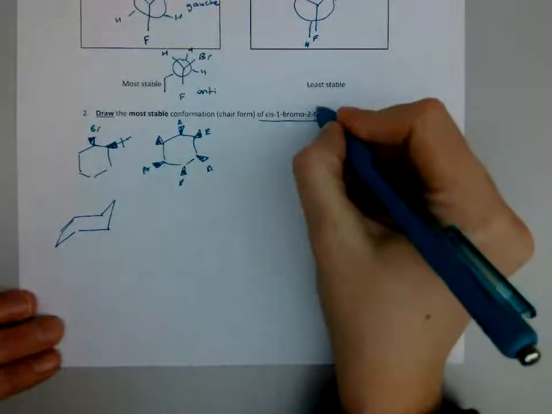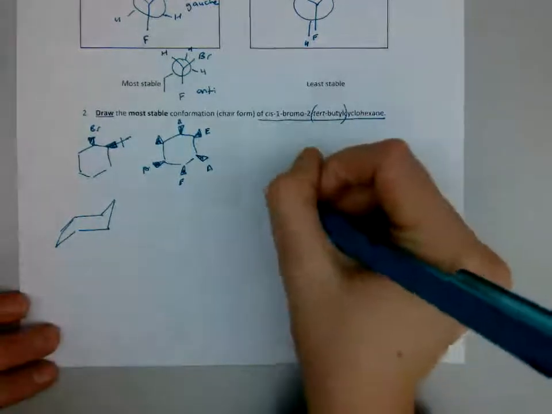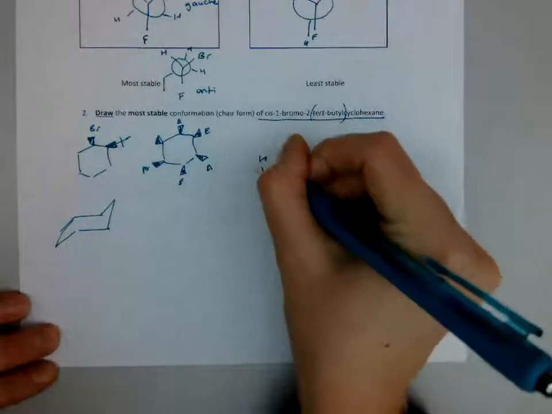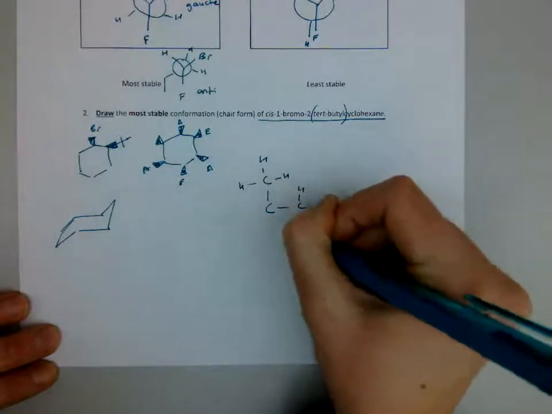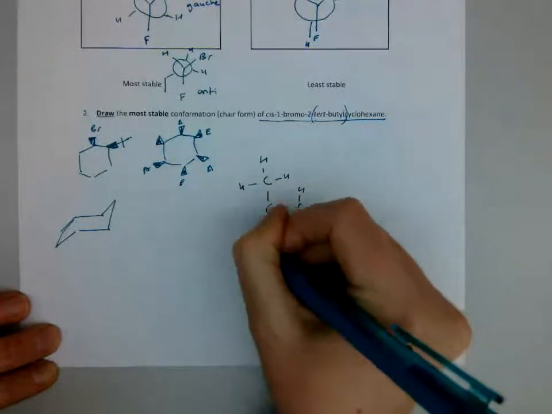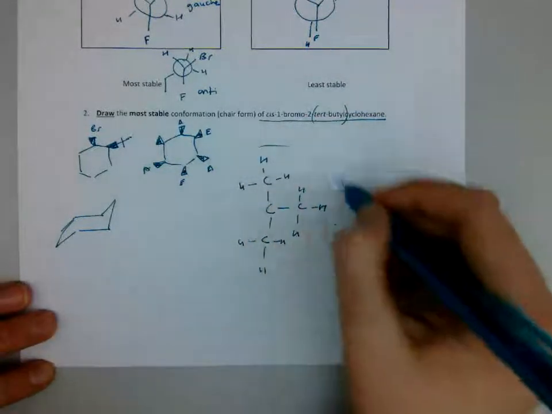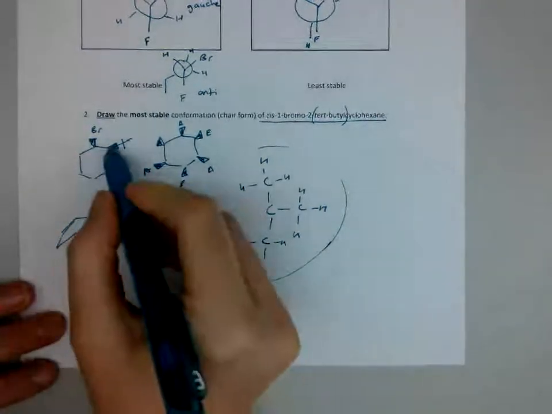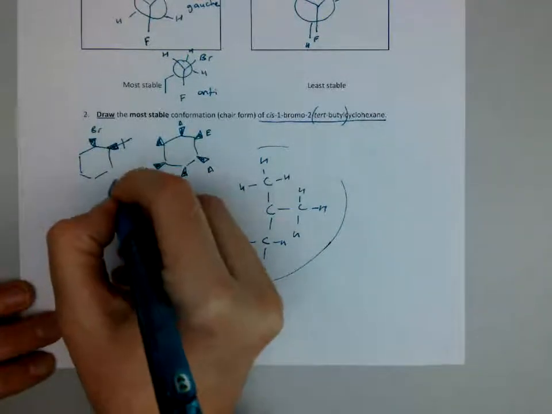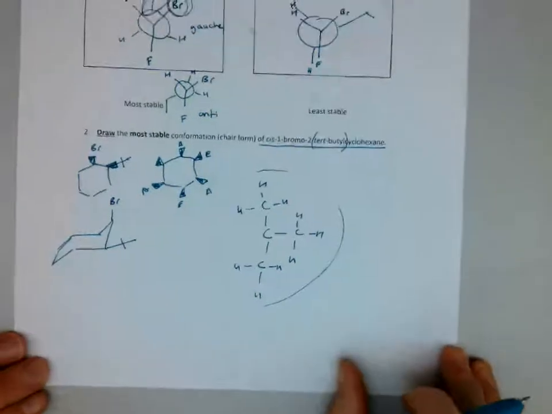So if one's axial and one's equatorial, usually if they were exactly the same, you could just pick one to be axial and one to be equatorial, and that would be fine. But in this case, we have one that's significantly bigger. Tert-butyl is huge. It's a carbon with 3 carbons around it that each have 3 hydrogens around them. So this is a really big, bulky group. So you want this group to be as stable as possible, so it's going to be in the equatorial position. And that means this bromine needs to be in the axial position. So that would be your most stable conformer. Okay.